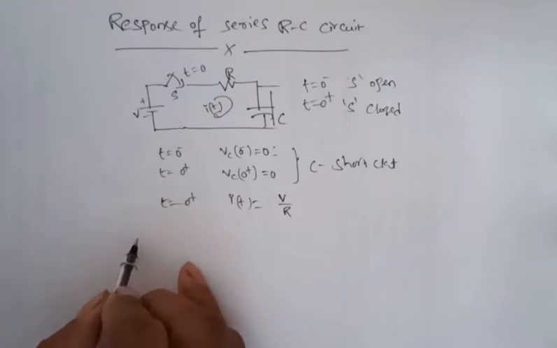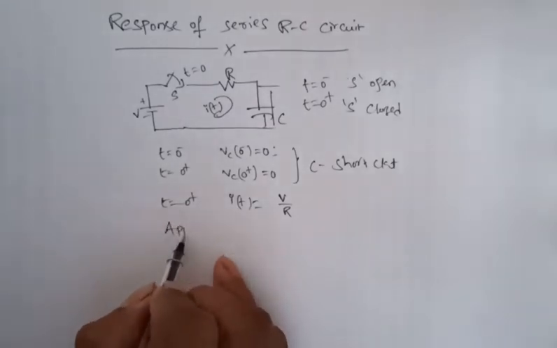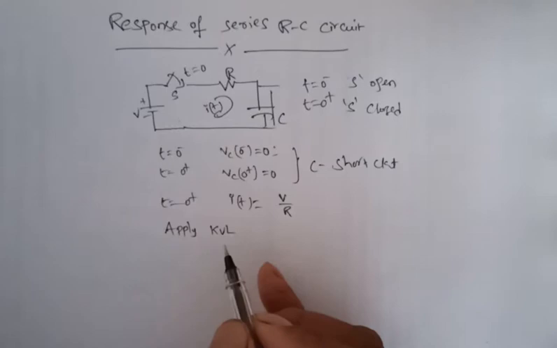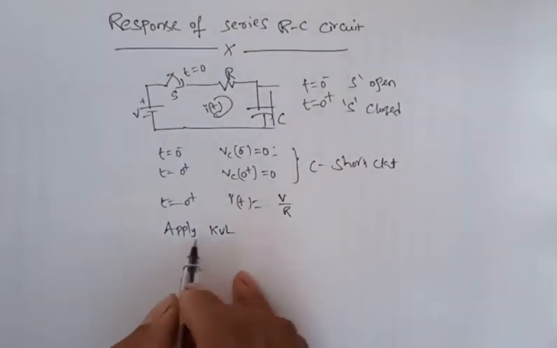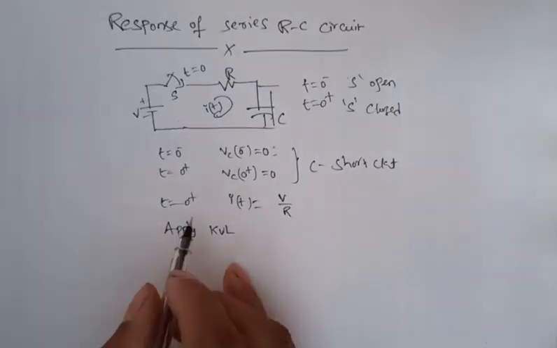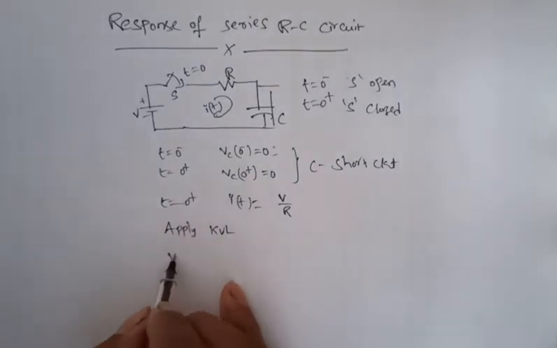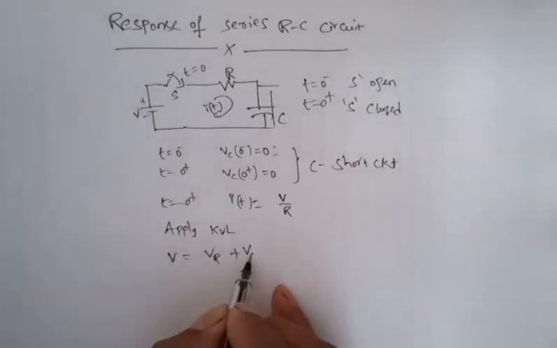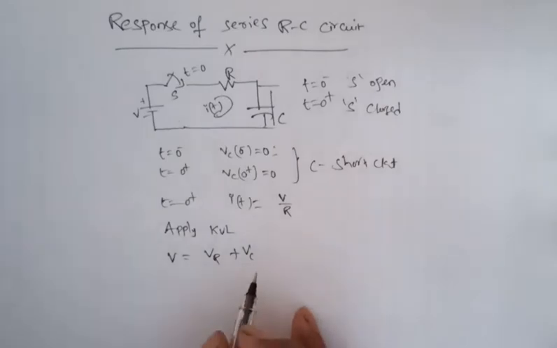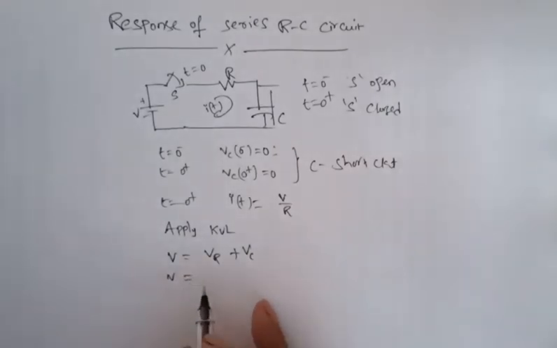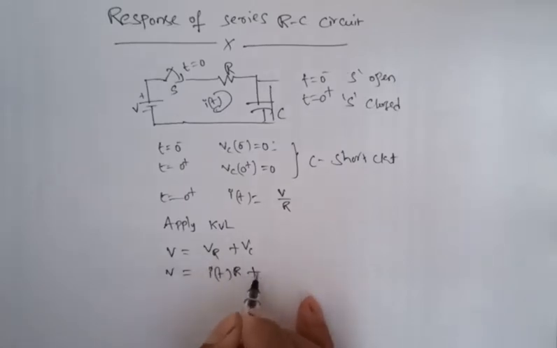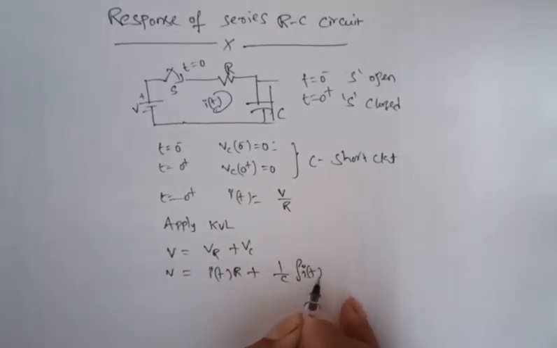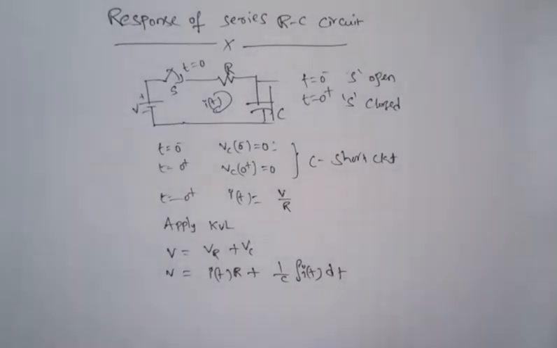You can now apply KVL to take the response when time is increasing. Apply KVL, then we can write V equal to VR plus Vc. So the DC source given as V, and voltage across resistor equal to i(t) into R, plus voltage across capacitor is 1 by C integration of i(t) dt.